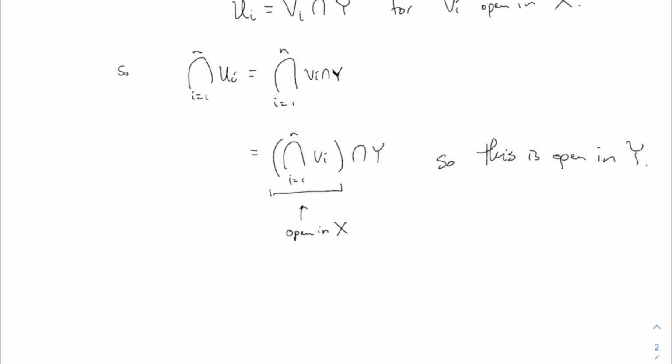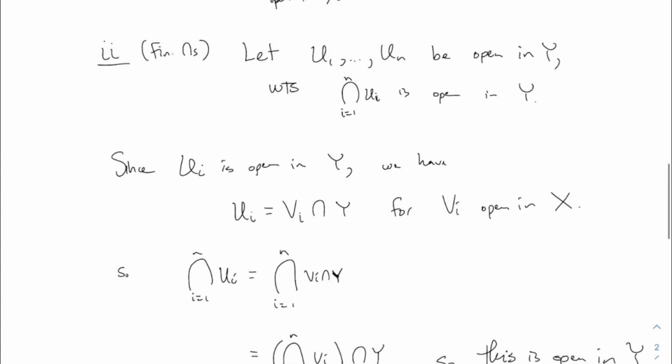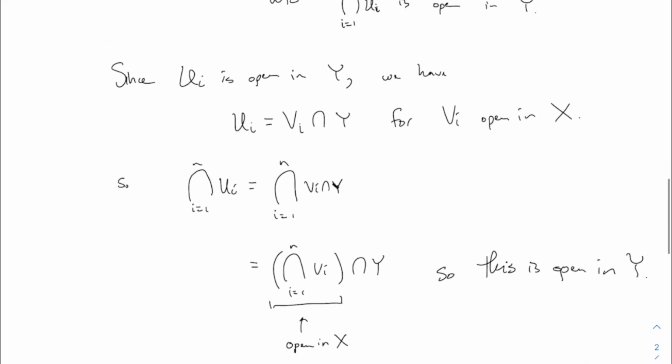Why does the intersection have to be finite? This is always something you can ask yourself: would this have worked even with infinite intersections? Well, it had to be finite just because I used this fact right here, this fact that this intersection is open in X. That's because X is a topological space, so the intersection needs to be finite in order to do that step. All right? This was the intersections property.